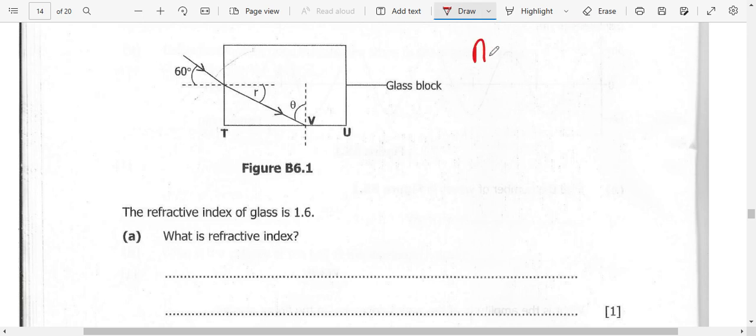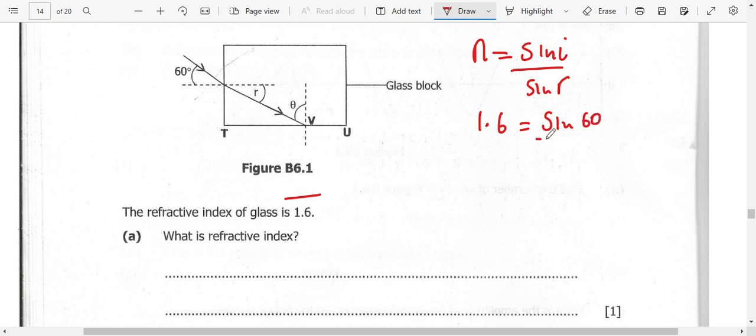Okay, so we know that n, which is the refractive index, is sine I over sine R. They've already given us the refractive index of glass, that is 1.6. That is going to be equal to sine of the angle of incidence, which they've already given us, that is 60, divided by sine of R. We don't know R, that's the one we want to find.